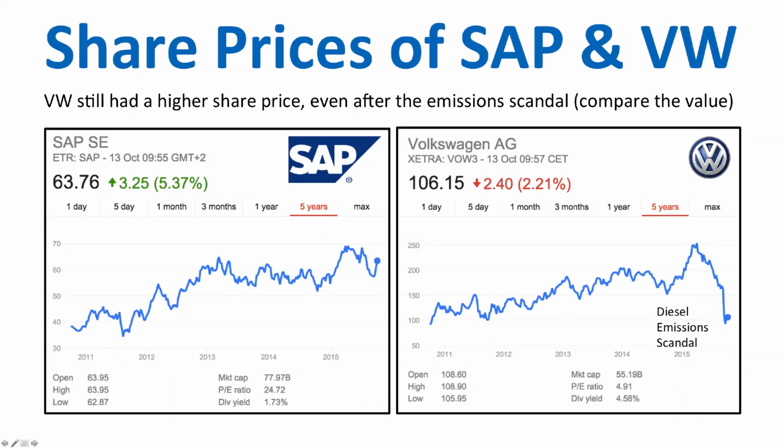Here's a share price that was taken. I took that at the same time as the diesel emissions scandal was happening during 2016. So you can see Volkswagen on the right have a share price of €106, but has dropped right off because of the emissions scandal. SAP has been making steady progress. So you can compare the share price 63 against 106. When you think that Volkswagen is a big car group, SAP is a software only vendor. It must be very valuable software.